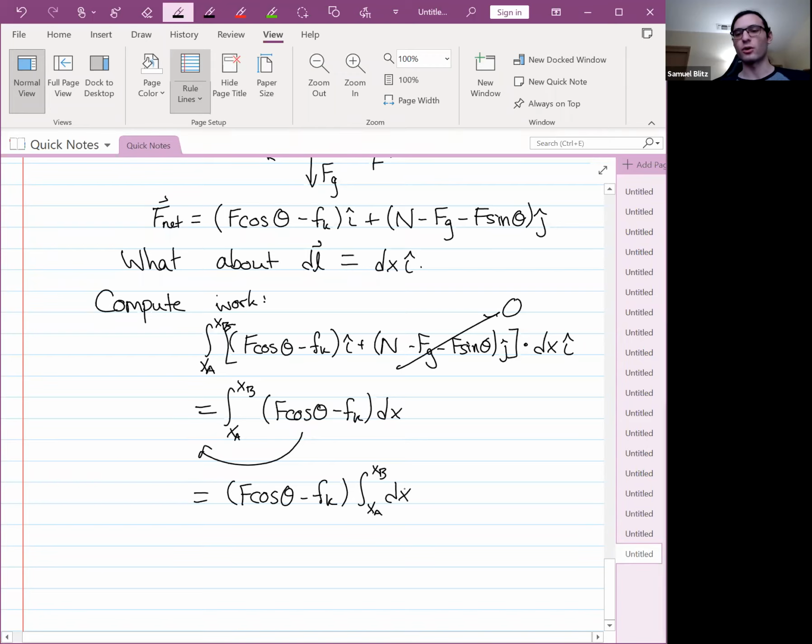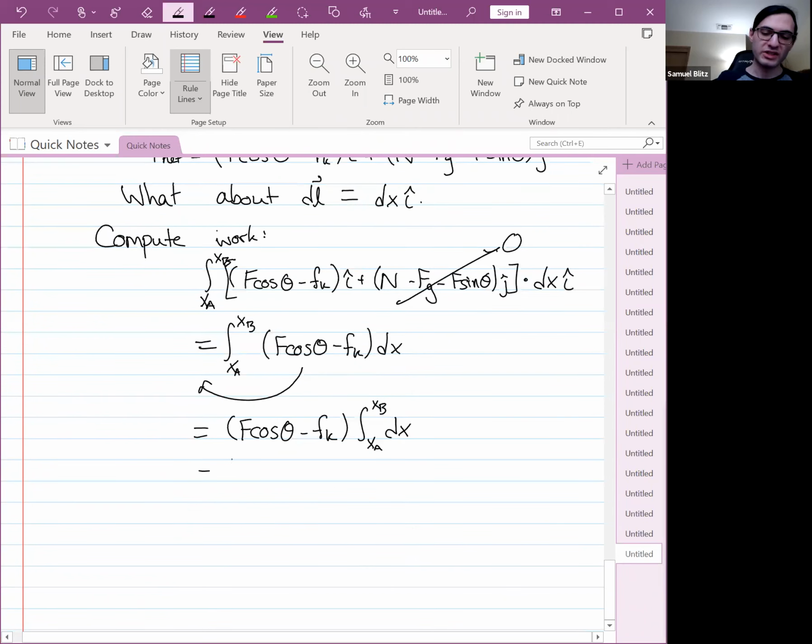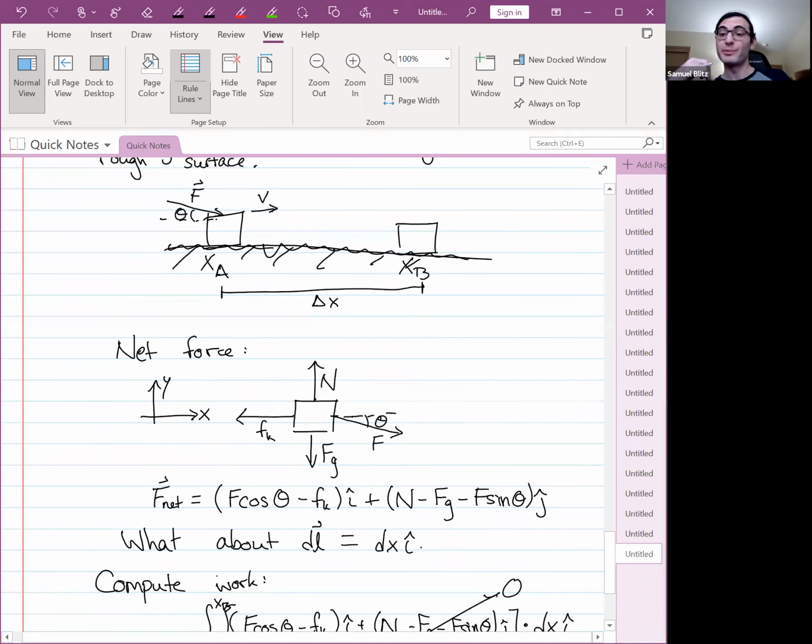We know that the integral of dx is just the change in x. It's just xb minus xa, which we call delta x. So this is f cosine theta minus f sub k, times delta x. And that's the work done. So if you knew what the initial speed was, for example, you could figure out what the final speed is. Easy peasy. This was a simple example, though, because the forces were constant and because we traveled in a straight line.